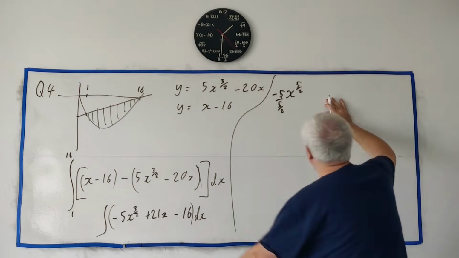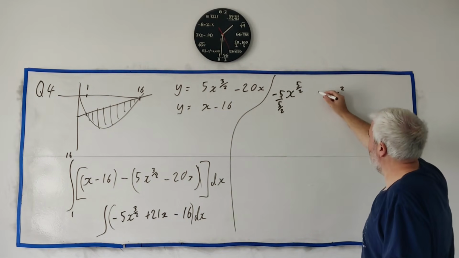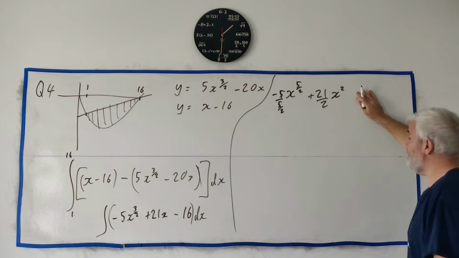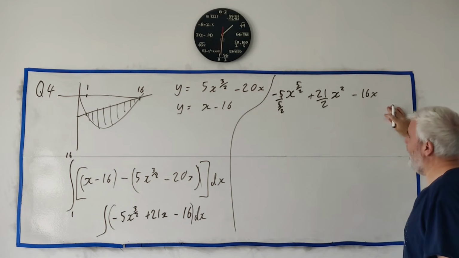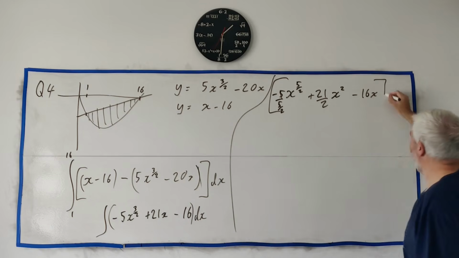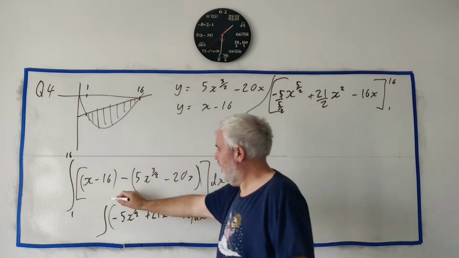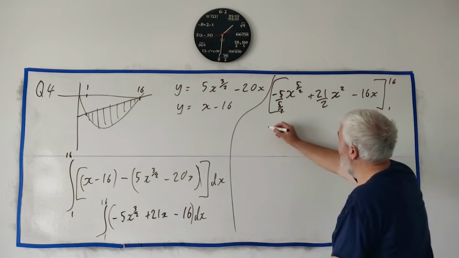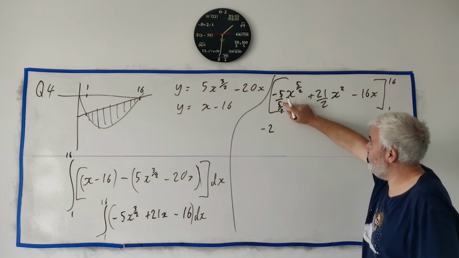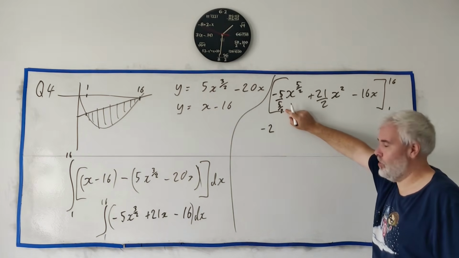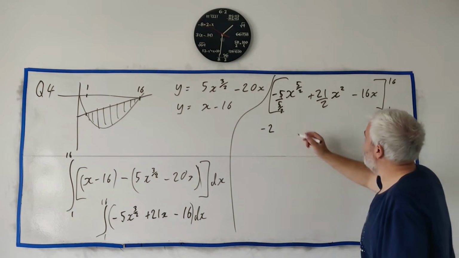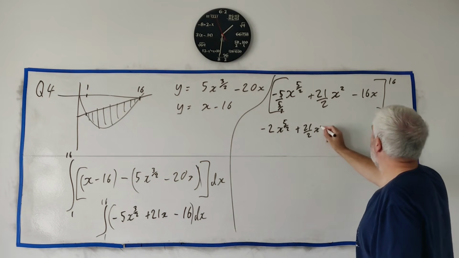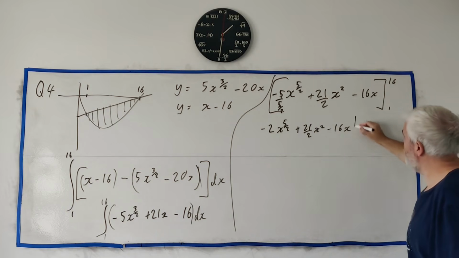Next term we have 21x. That becomes x squared, with the 21 out front, divided by this 2 now. That'll be a plus. And next term, the 16 becomes a 16x. And all of this is going to be evaluated between 16 and 1. We can start cleaning this up a lot. This becomes minus 2, since we're dividing by 2, that's the same as multiply. So minus 2x to the power 5 over 2 plus 21 over 2 x squared. All these are fine, and we just have to fill these numbers in.